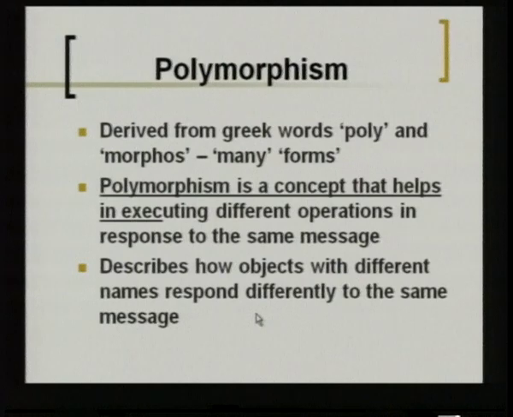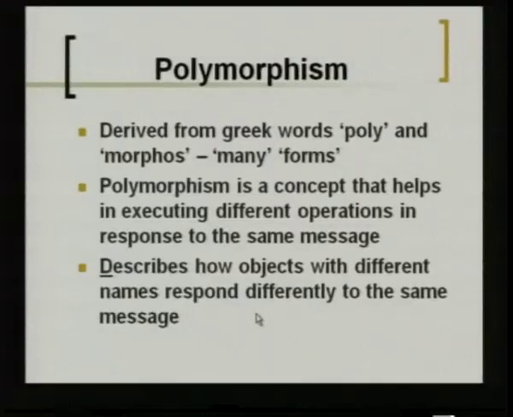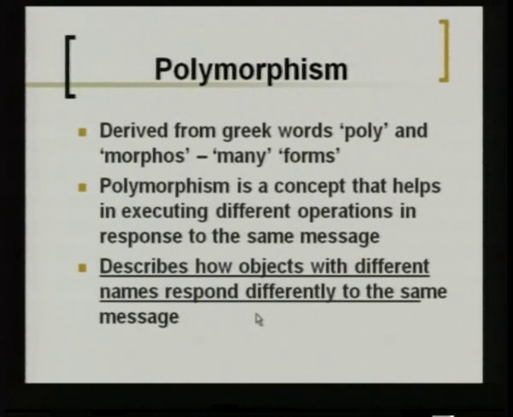So, it is a concept that helps in executing different operations in response to the same message. So, as I said, in messages and methods, that is the way of interaction between objects. When one object sends a message to another, it does some task and response. So, when for the same message you can have the same function perform different operations, it is called polymorphism. So, it describes how objects with different names respond differently to the same message.